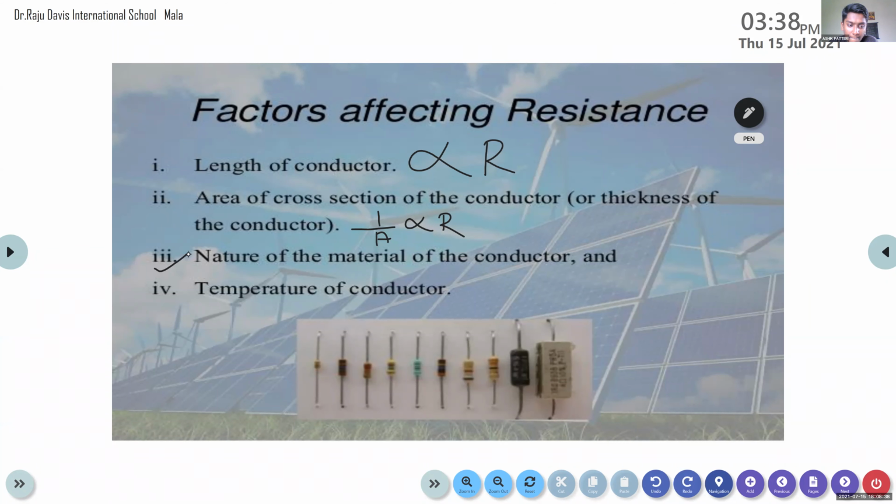They are directly proportional. The temperature of the conductor is directly proportional to the resistance. They are directly proportional to each other. That is, whenever the temperature increases, the resistance of the conductor also increases. Okay. So that's all about the factors affecting the value of resistance.